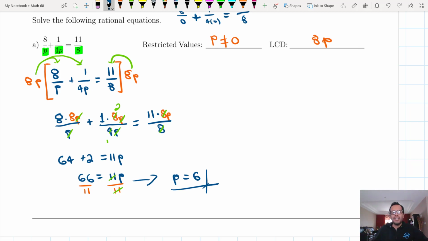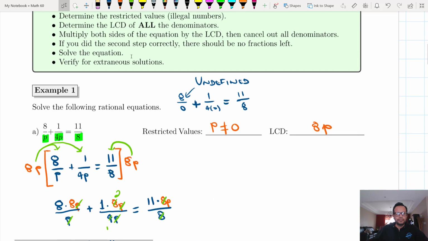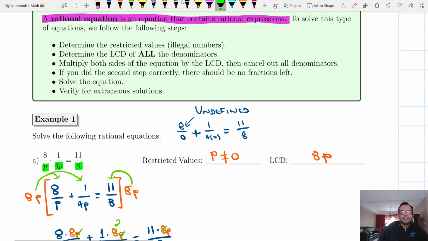Okay, notice the last step listed over here. Let's number them. Number 1, determine the restricted values. That's what we did here. Let's actually put numbers with a different color. That's number 1. So number 1, find the restricted values. In this case, the equation cannot take the value of p equals 0.